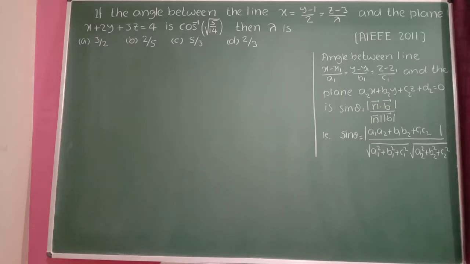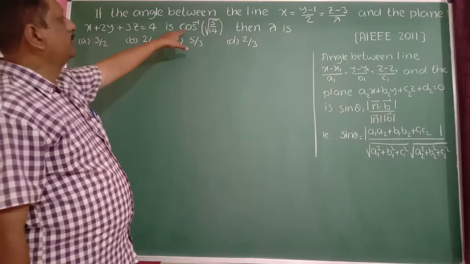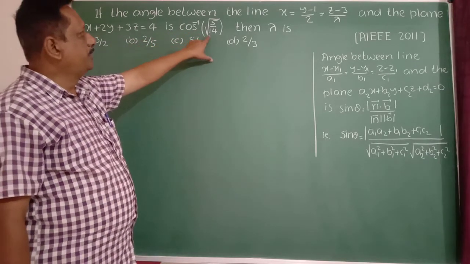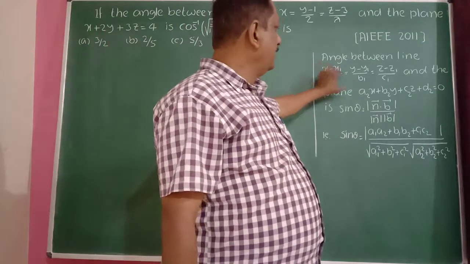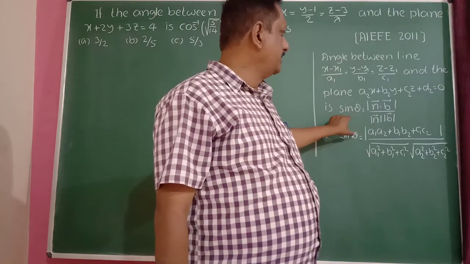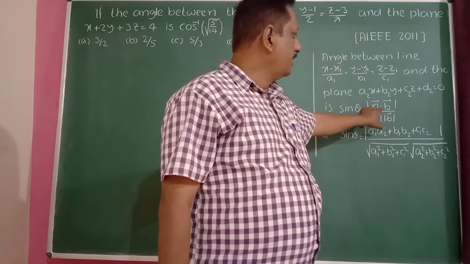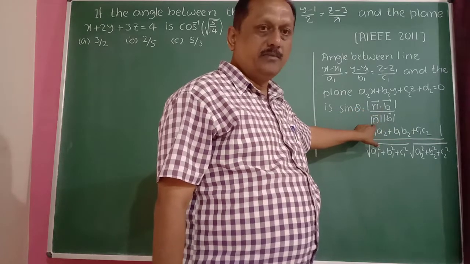So here the angle between the line and the plane is cos inverse root of 5 by 14, then lambda is equal to what here? The angle between the line and this plane is given by sin theta equals modulus of n bar dot b bar upon modulus of n bar into modulus of b bar.